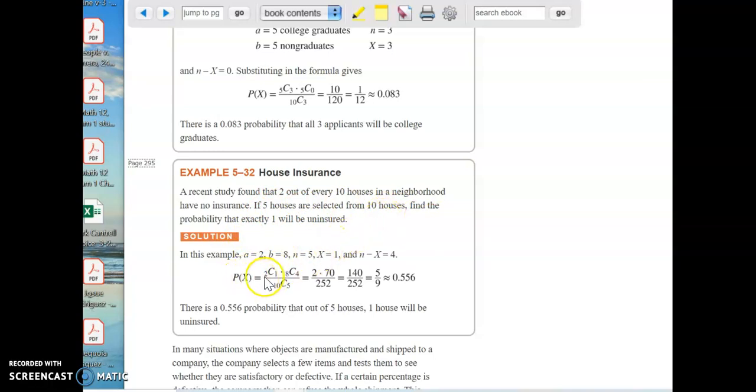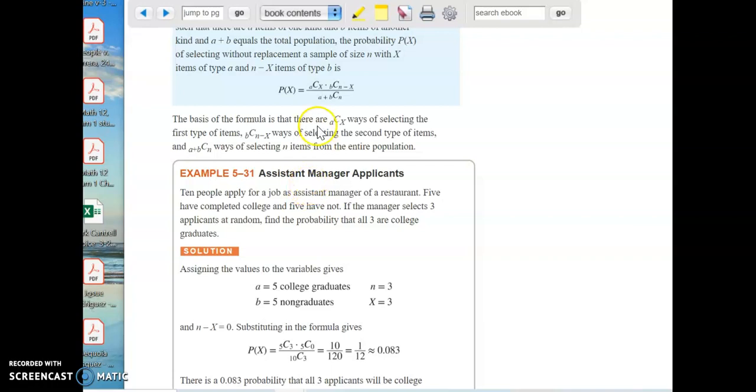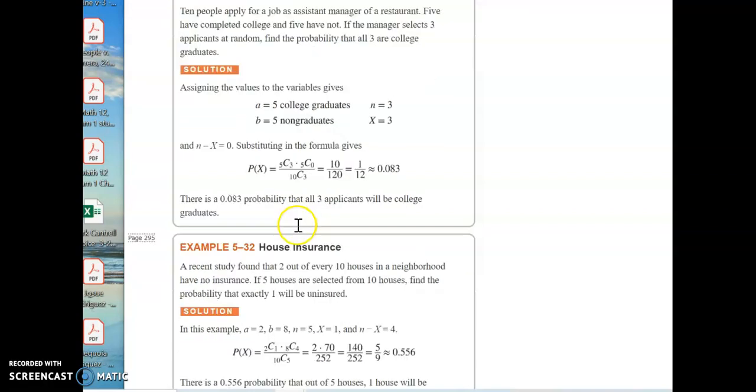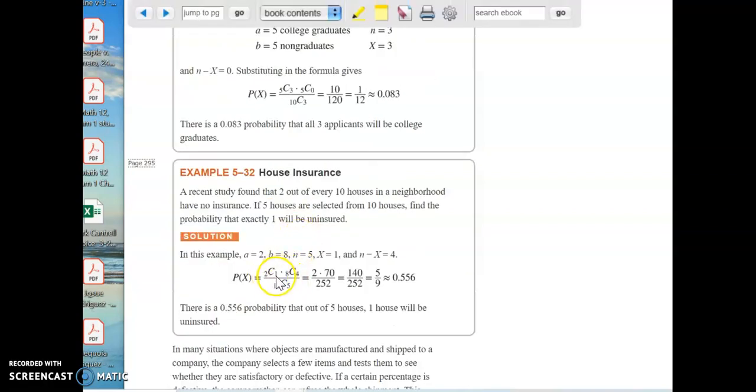So probability of 1, okay, so it's using this formula up here. You got to bounce back and forth of choosing X out of the A and then N minus X out of the B. So X out of the A, that's 1 out of the 2. So 2 of them are uninsured. So how many ways can you pick 1 out of the 2? 8 of them are insured. So what is the number of ways you can pick 4 out of the 8? How many ways can you do that? So that's what these 2 numbers represent. So you apply the formula, multiply it out, that's what you get.